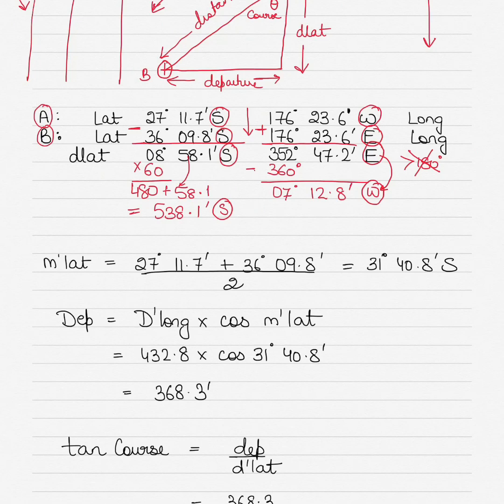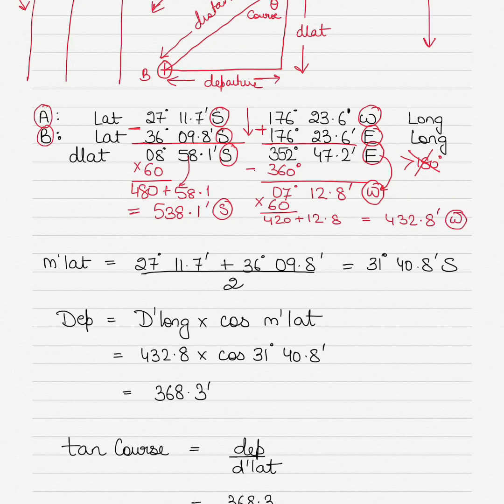So you have to convert the dlong also into minutes. You multiply the degrees by 60. 60 multiplied by 7 is 420, plus 12.8 is the remaining minutes, which gives you 432.8 minutes. And again it is of course west.